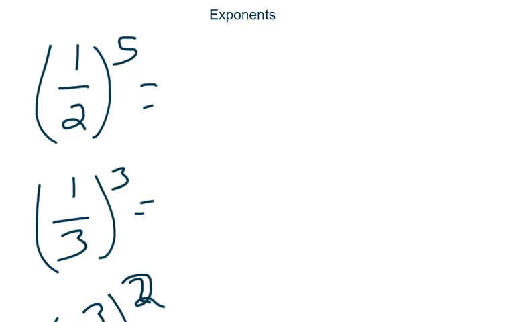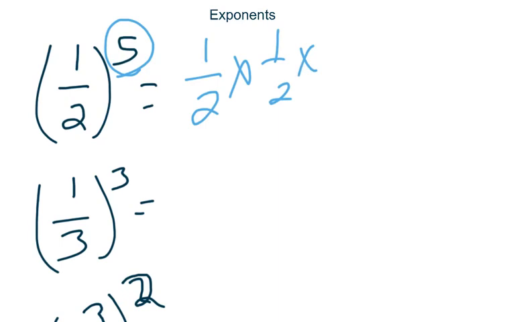All right, this lesson is all about exponents once again. So, we already talked about what the 5 means on this first one. What the 5 tells us is that we're going to have 1/2 five times. And so this gives us 1/2 times 1/2 times 1/2 times 1/2 times 1/2. And so you multiply straight across.